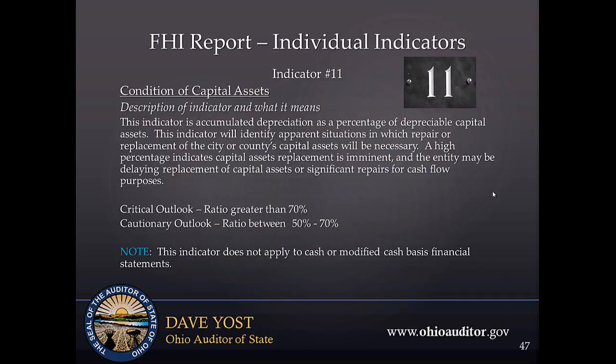Indicator 11 is the condition of capital assets. This indicator is accumulated depreciation as a percentage of depreciable capital assets. So this indicator will identify situations in which repair or replacement of a city or county's capital assets may be necessary. A high percentage indicates that capital asset replacement is imminent, and the entity may be delaying replacement of capital assets or significant repairs for cash flow purposes.